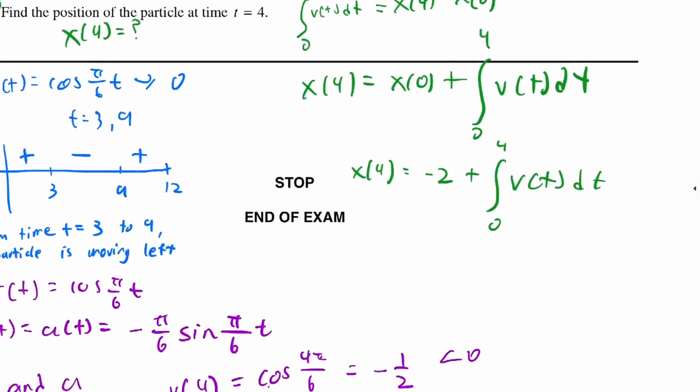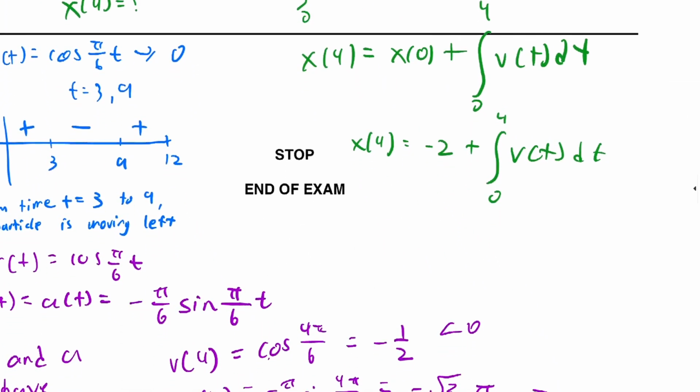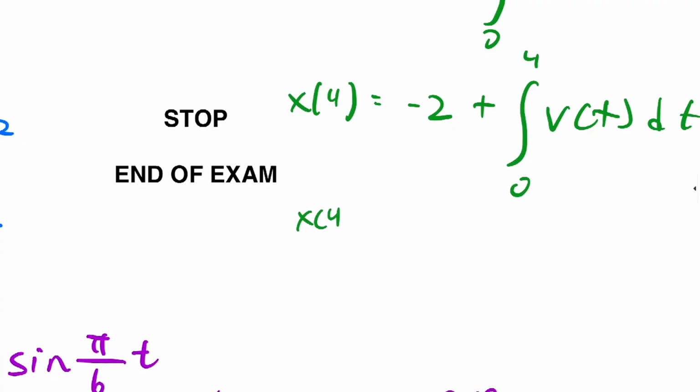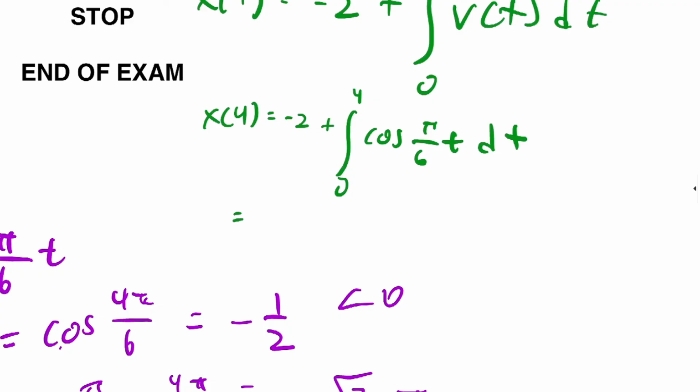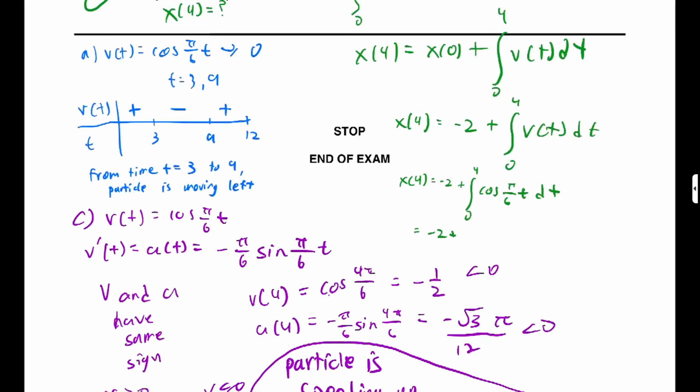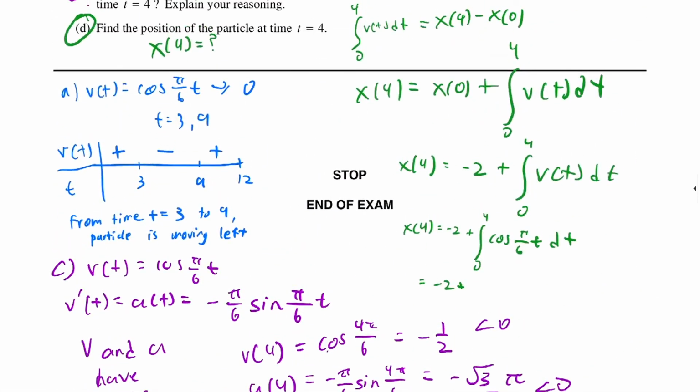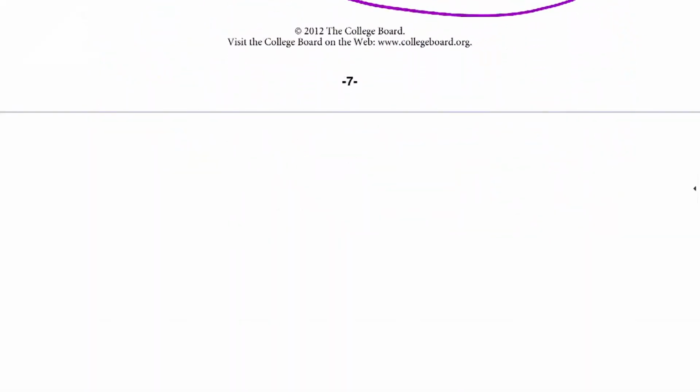Now we need to integrate by hand. So x of 4 is equal to negative 2 plus the integral from 0 to 4 of cosine of pi over 6 t dt. And this is really easy to integrate. You just have to account for the chain. I'm running out of space here, so I'll do this down here. Remember, x of 4 is equal to negative 2 plus the integral from 0 to 4 of cosine of pi over 6 t dt. This is what we need to solve.